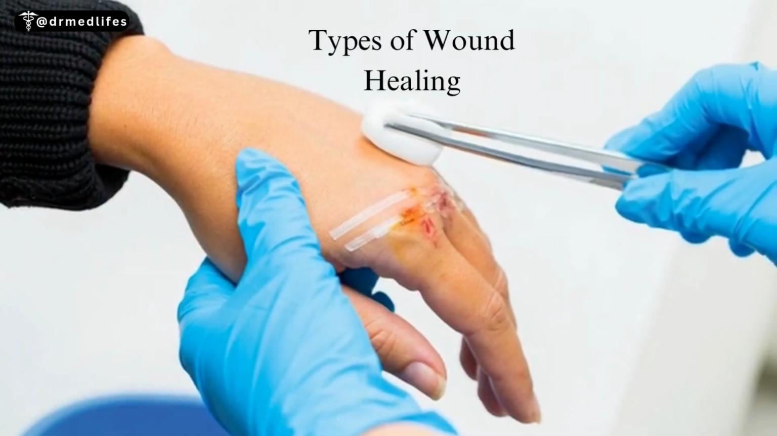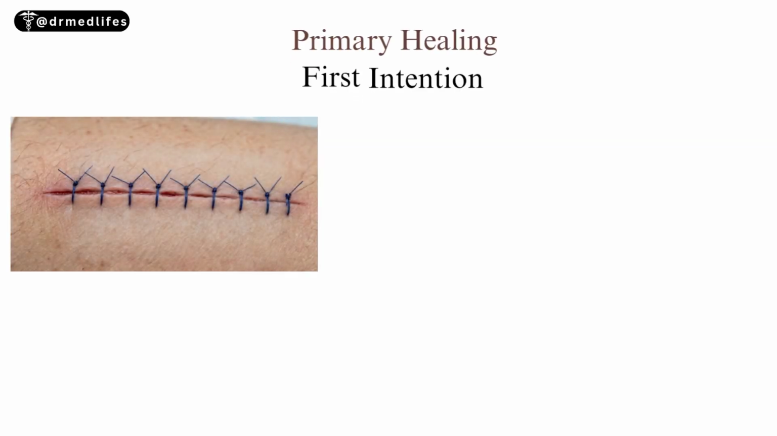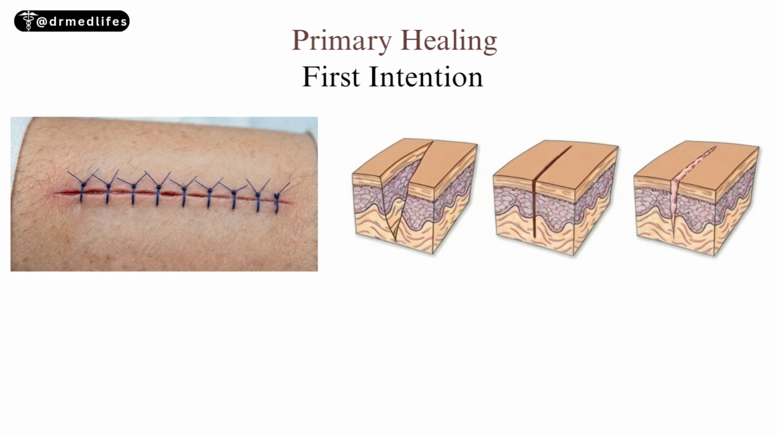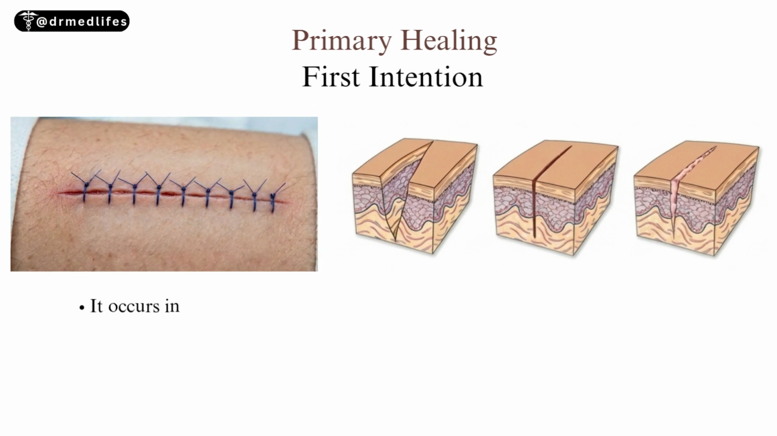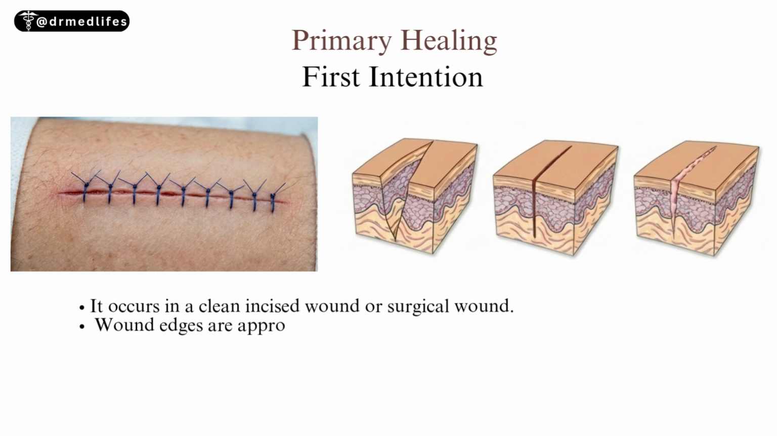Types of wound healing. The first type is primary healing, also called first intention. It occurs in a clean, incised wound or surgical wound. Wound edges are approximated with sutures.